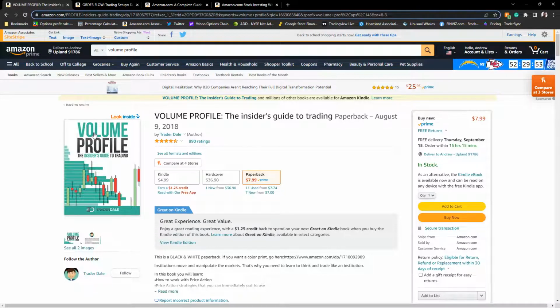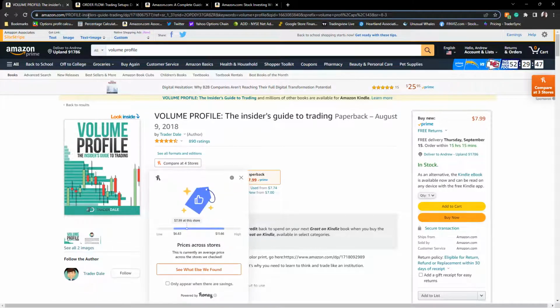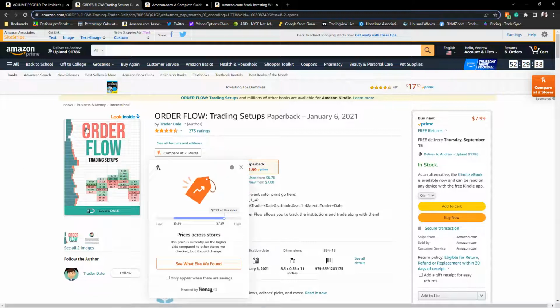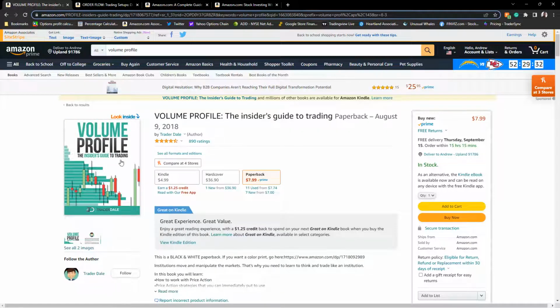The next book, basically, so this is Trader Dale. This is another book by Trader Dale called Order Flow Trading Setups. This is a good book here. You don't need this one per se, but definitely worth reading. You can get away with reading just Volume Profile alone.